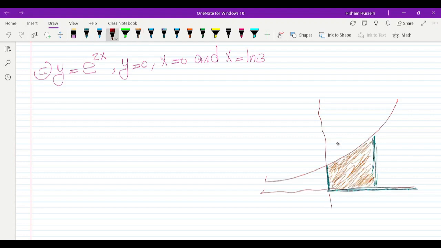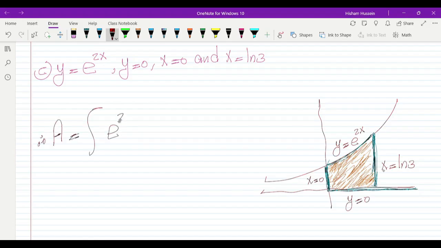Here the upper curve is y equals e to the power 2x. The lower curve is y equals 0. Here this is x equals 0. Here x equals ln 3. Okay, so the area now will be the integration of the upper minus the lower. Already the upper curve is e to the power 2x. The lower curve is 0, dx. The integration is running from x equals 0 to x equals ln 3.